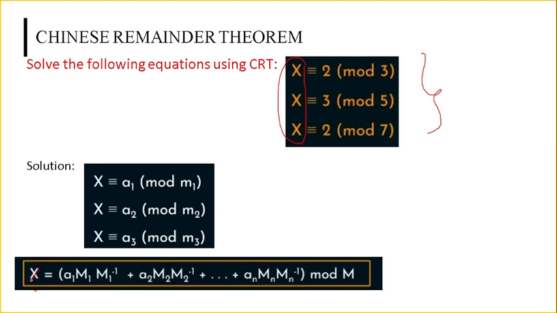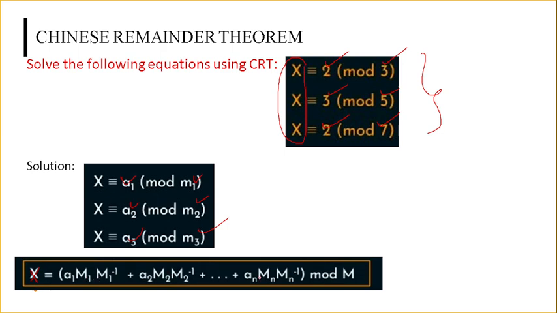As I already told you, x is always equal to a1 M1 M1 inverse plus a2 M2 M2 inverse, like that, plus a3 M3 M3 inverse, mod M. So let us find this. In the equations, x is equal to a mod m, so this is nothing but a1, m1, a2, m2, and a3, m3. These are the values we have: a1, a2, a3 and m1, m2, m3. So a1 is 2, a2 is 3, a3 is 2, and also m1 is 3, m2 is 5, and m3 is 7.